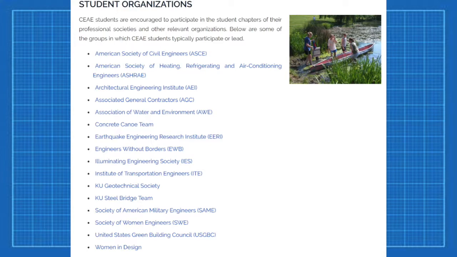Both steel bridge and concrete canoe are a great way to kind of implement all of your ideas and to kind of figure out what you want to do. No matter what you want to do or what you think you want to do, there are a ton of clubs at KU to help you figure out what type of architectural engineering you want to actually go into.